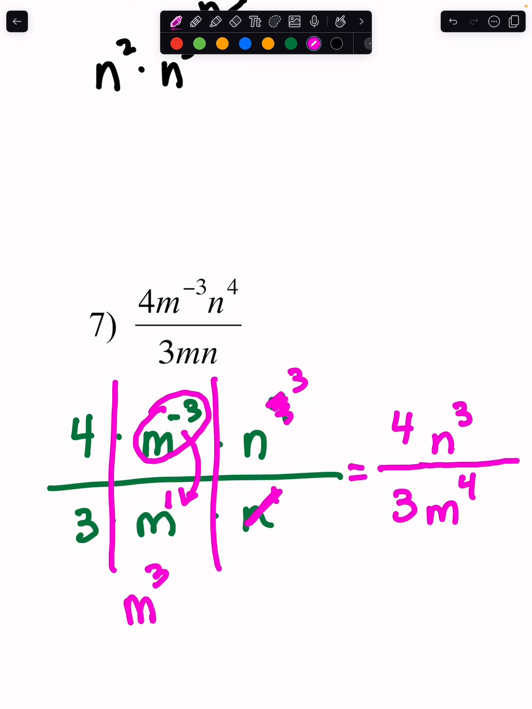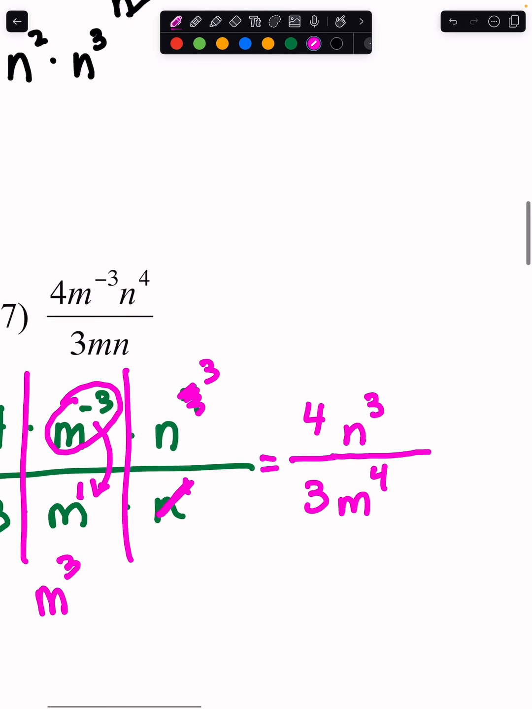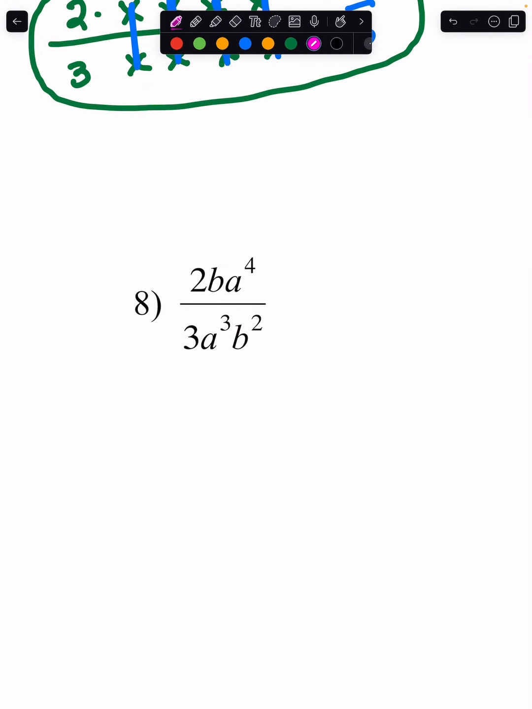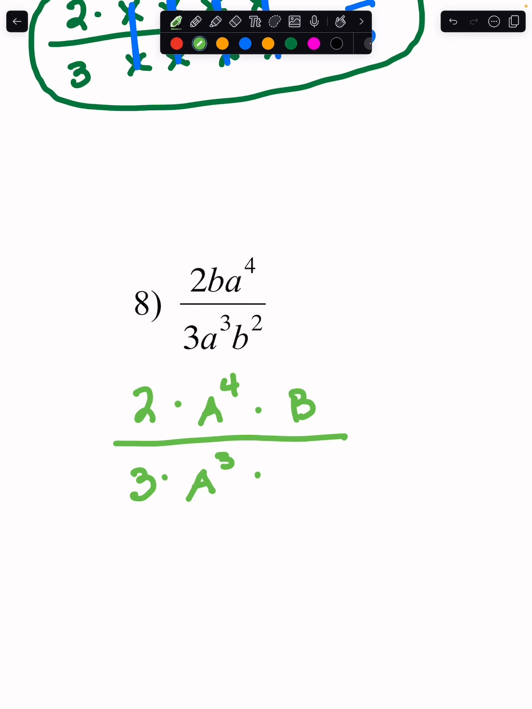And our final question in this video. So again, I'm going to split these. So I'm going to put this 2. And just because I like my letters to be in order, I'm going to put my a to the 4th first, times b. And then I'm going to do 3 times a cubed times b squared there. And then, of course, what I want to do first, I need to split this stuff. And then I'm going to have 2 over 3 because we can't do anything with that.